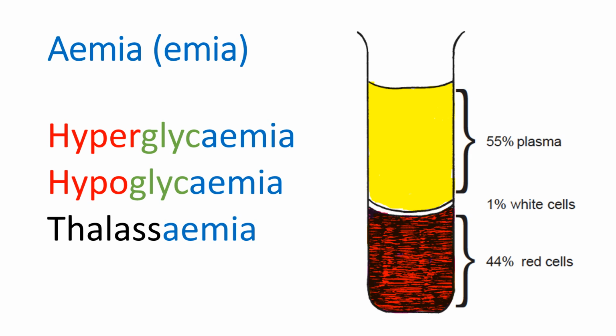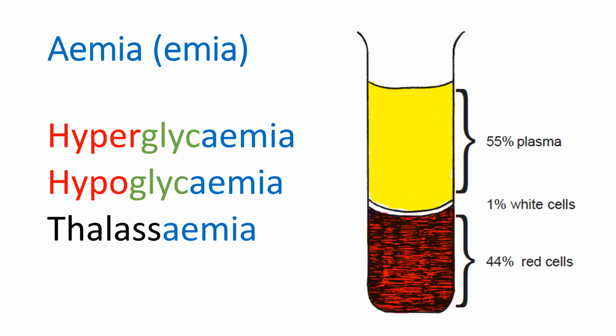Just a few more examples of emia on the end of the word as a suffix. Hyperglycemia: hyper, high. The gly in the middle relates to glucose, so hyperglycemia is high levels of glucose in the blood. Hypoglycemia is the converse of that, low levels of glucose in the blood. And thalassemia is a genetic disease which affects hemoglobin synthesis.